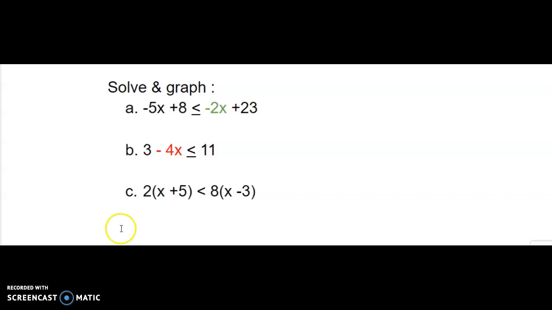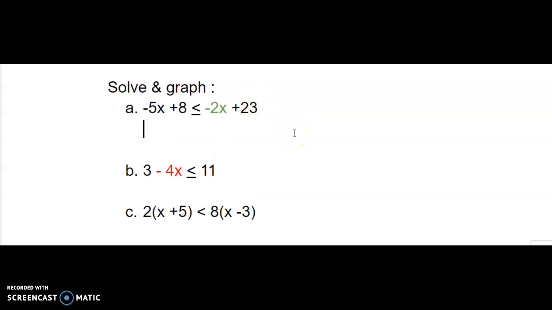Good afternoon. I want to show you how to solve and graph inequalities. On A, I have negative 5x plus 8 less than or equal to negative 2x plus 23. The first step here, I need to try to eliminate negative 2x. So to eliminate negative 2x, I'm going to put plus 2x on both sides.